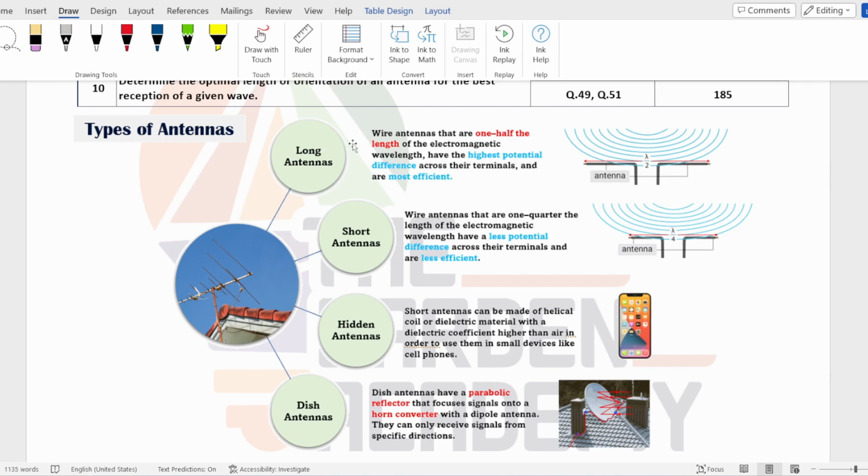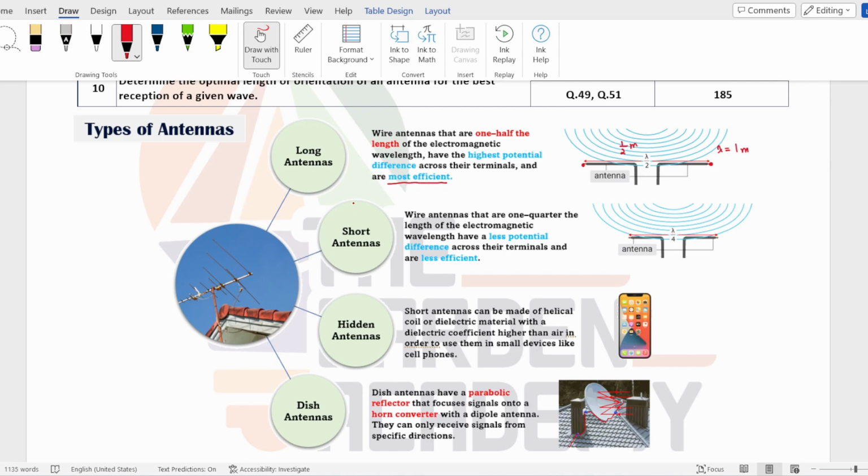Now for the long antennas, they are basically wire antennas that are one half the length of the electromagnetic wave. As you can see here, for example, if we have a wavelength of 1 meter, this is lambda, then the distance from tip to tip of the long antenna should be lambda over 2, meaning 1 over 2 meters, half a meter. Why is that? Because if we stick with that number, we have the highest possible potential difference across the terminals. Accordingly, we will have the most efficient type of antennas, which is the long antennas.